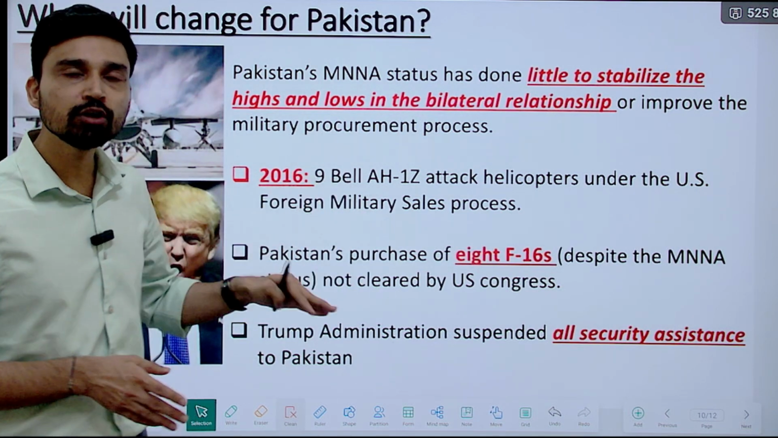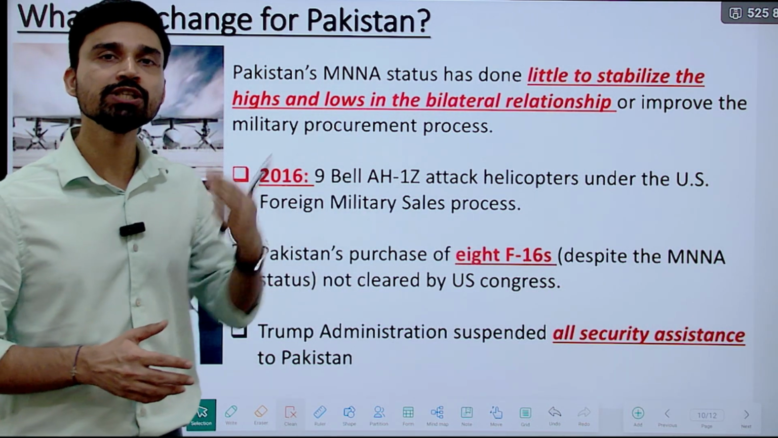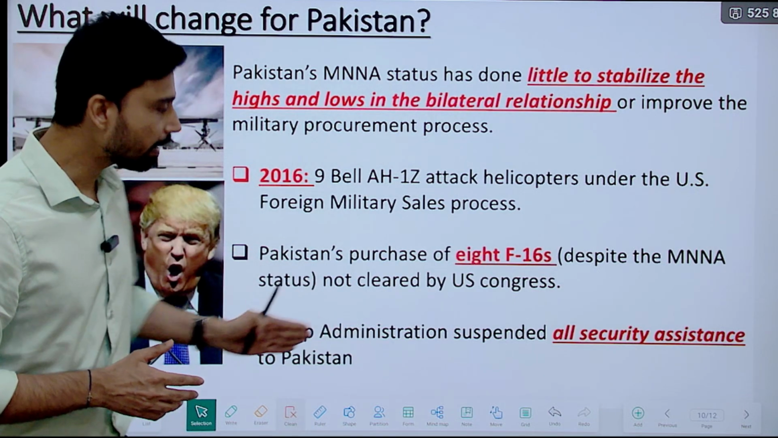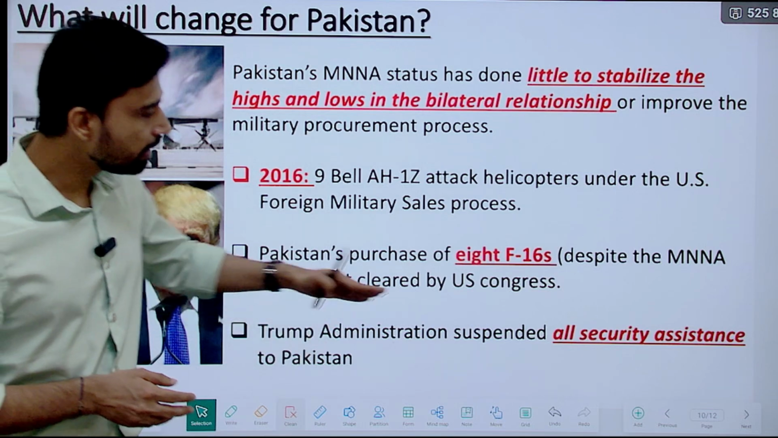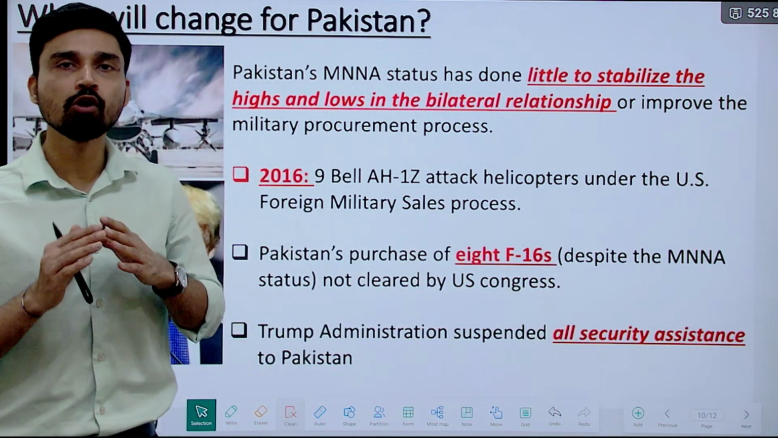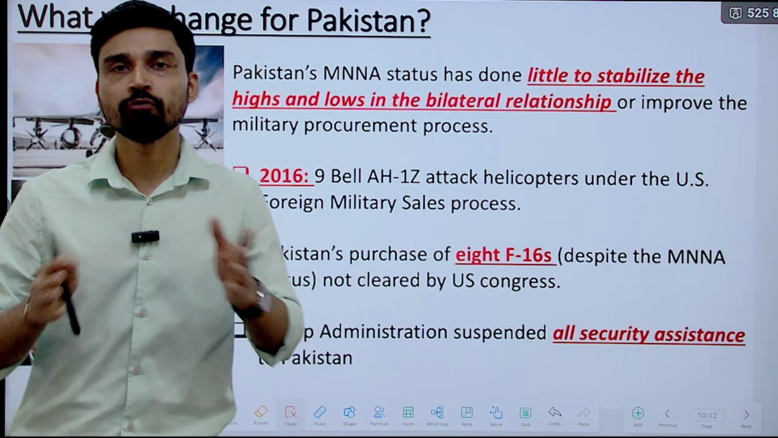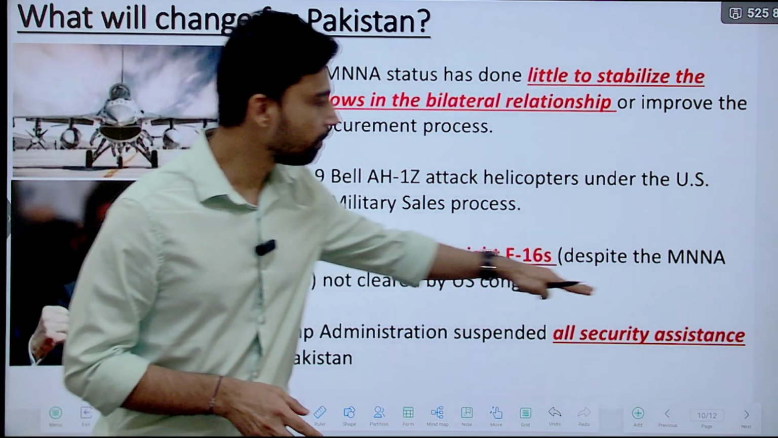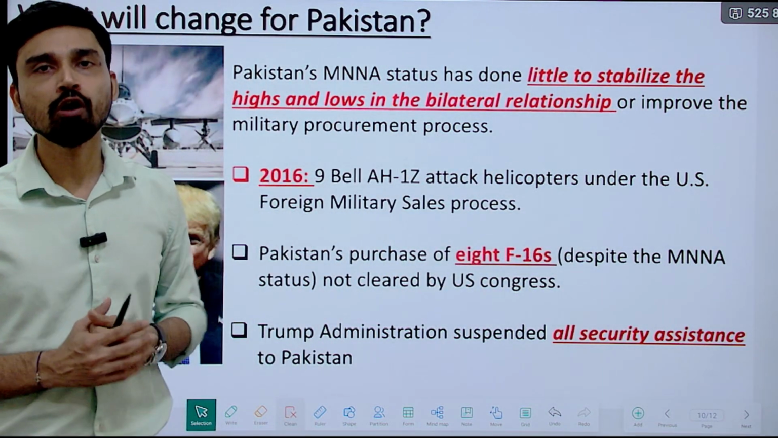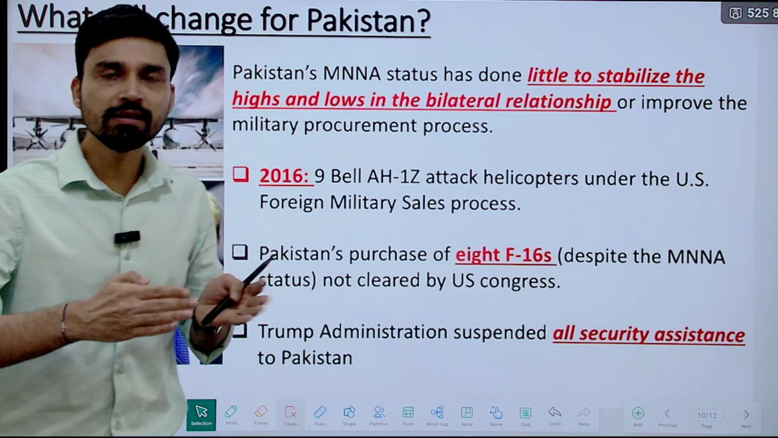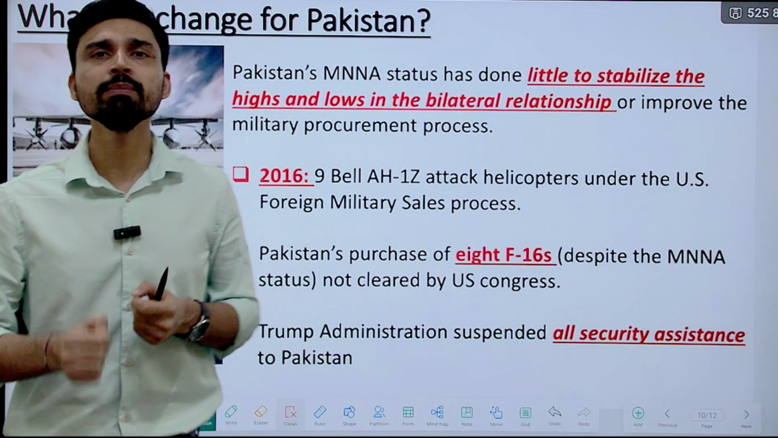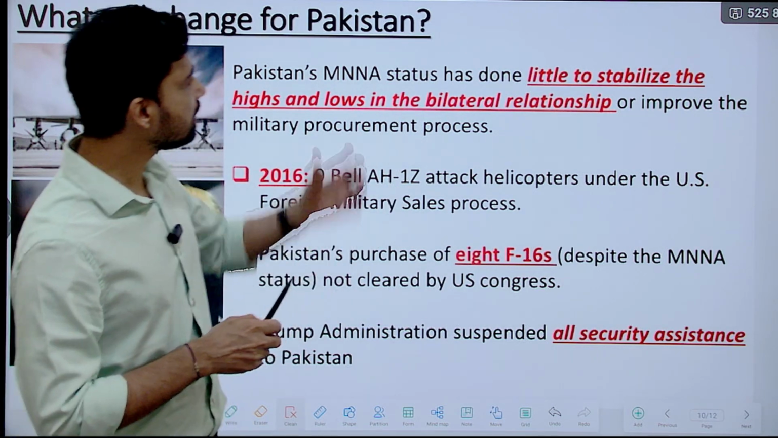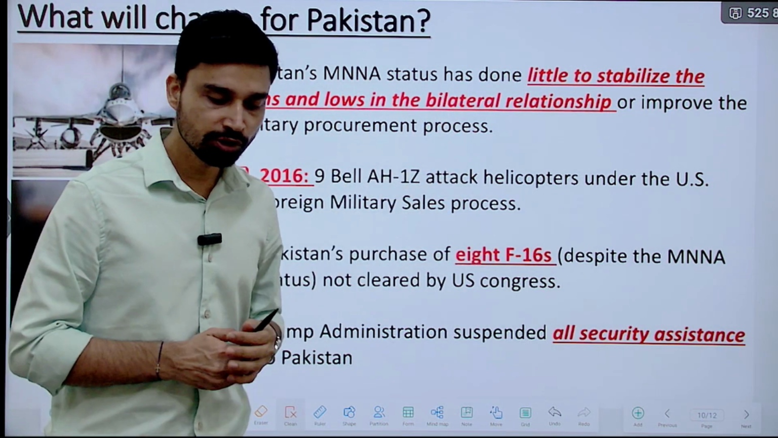These were two back-to-back setbacks, and the situation turned worse when Donald Trump took charge of the presidency in his first term. During his presidency, he suspended all security assistance that was provided to Pakistan as a member of MNNA. So at least since the Barack Obama administration, there has not been a significant advantage that Pakistan has been able to receive because of its unique status.